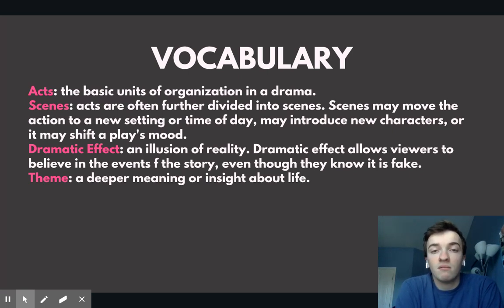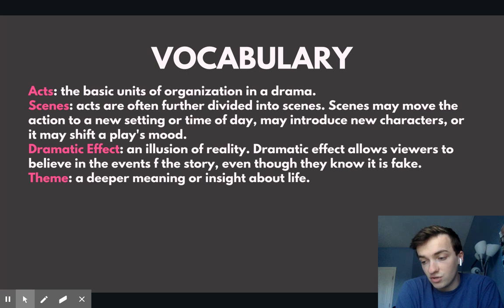So Romeo and Juliet, all of Shakespeare's plays in general, are broken down into acts. Most of the time with musicals and plays that you see nowadays, it's just 2 acts, Act 1 and 2, with an intermission in between for you to go use the bathroom. But Shakespeare's play is 5 acts. So acts are just the basic units of organization in a drama.